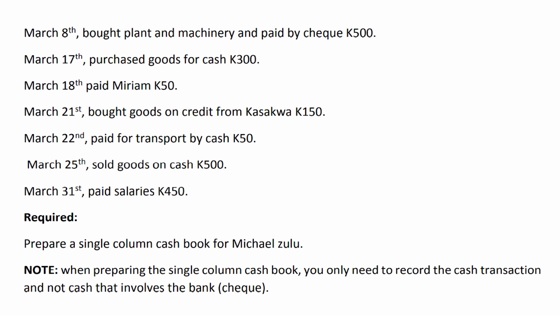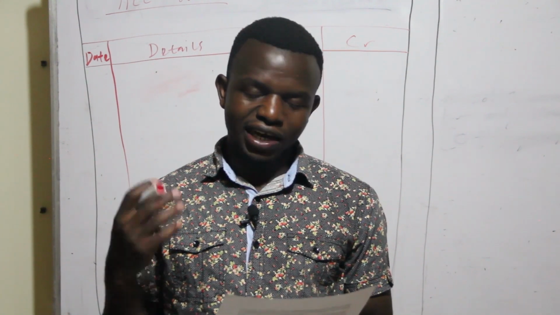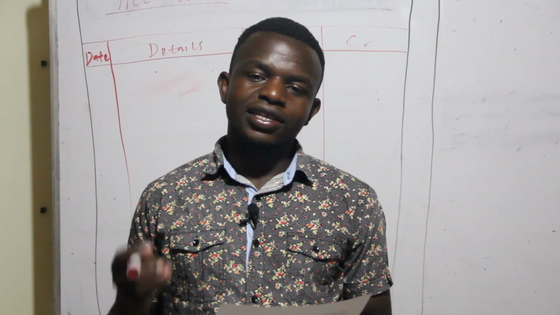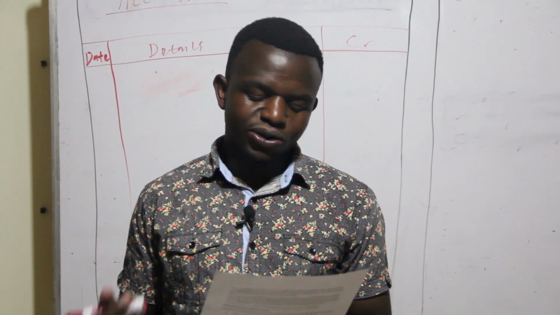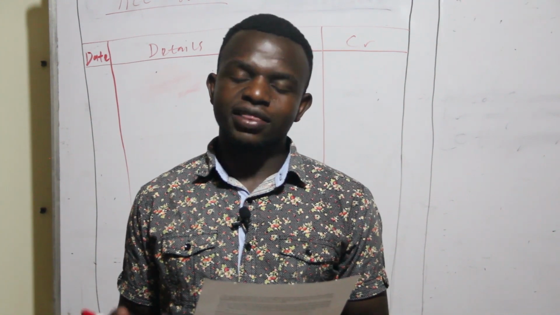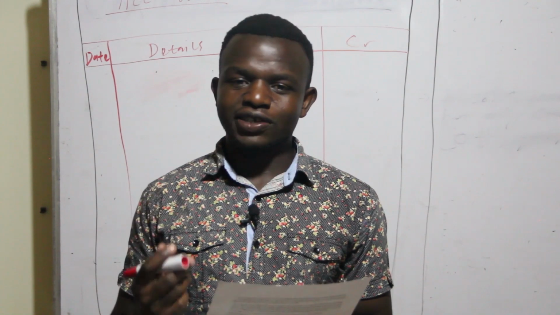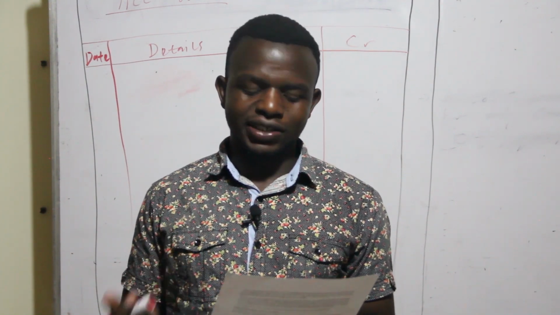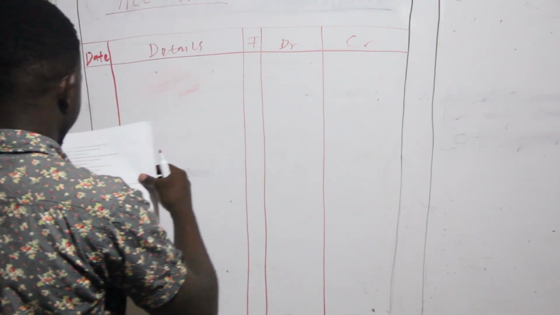So for us to draw up the single column cash book, the first thing that we're going to do is to put up the title. Since we're preparing the single column cash book for Michael Zulu, we can put it up as Michael Zulu single column cash book for the month of March 1999. So that's the first procedure that we're going to do. We're going to write our title. I'm going to write the title on the whiteboard.